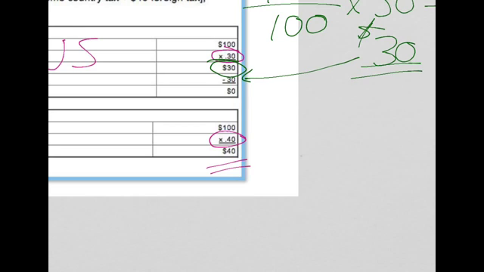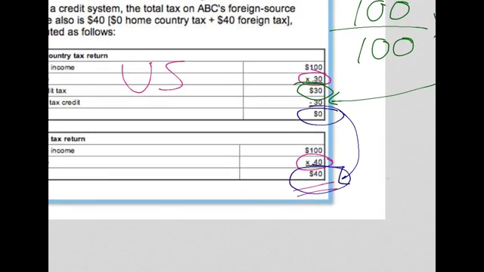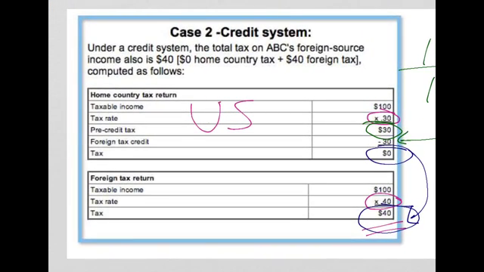Result, we get 0 here, but still down here, $40 was paid to the foreign country. So again, this is an illustration that even in the foreign tax credit system, tax will be paid at the highest rate between the two countries on that income, on that foreign income.